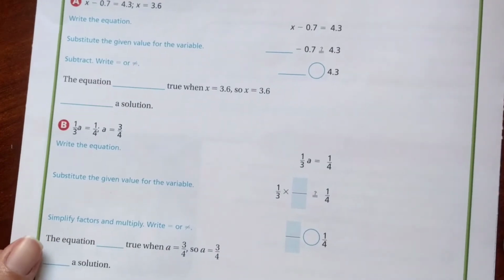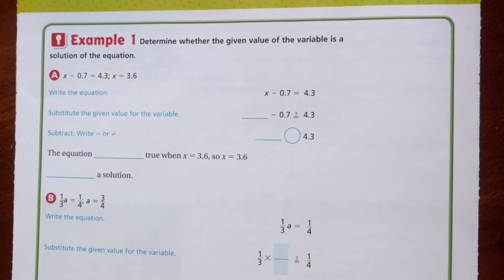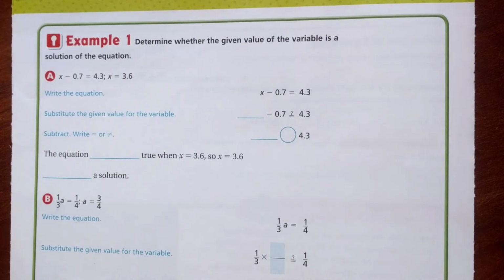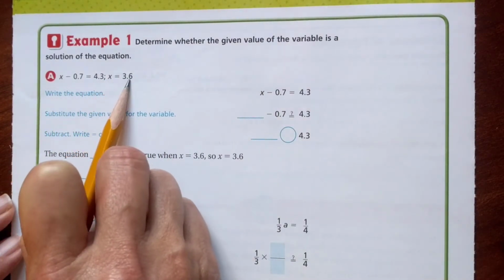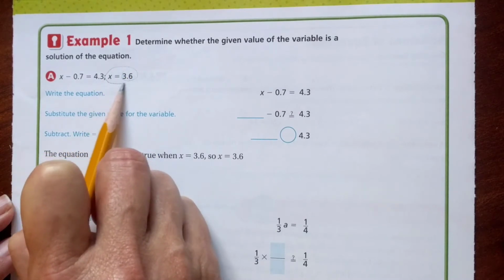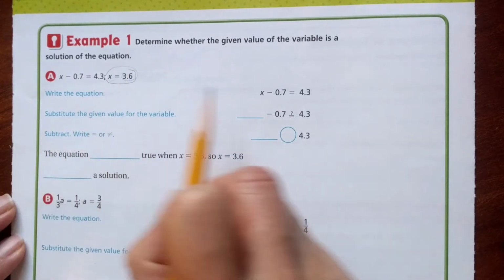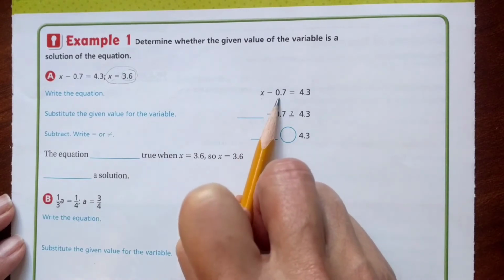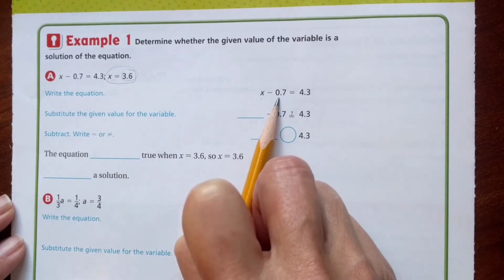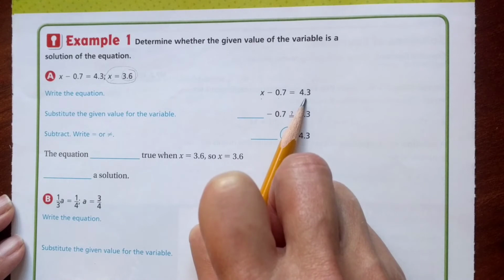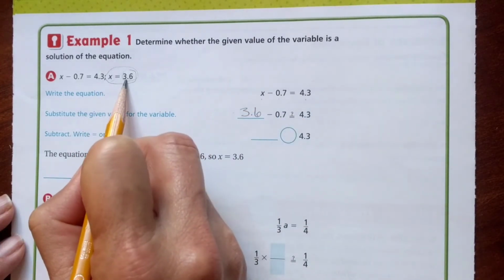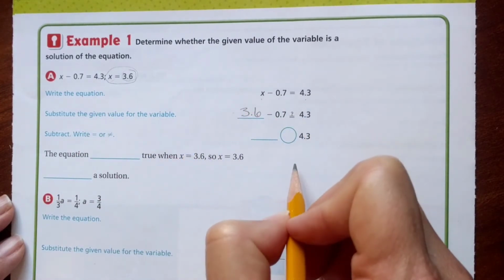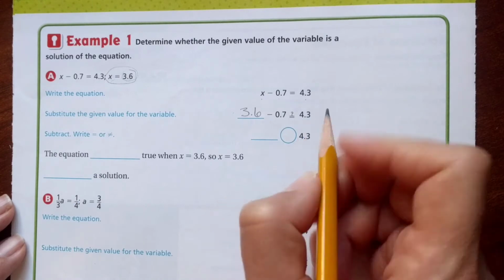Okay, let's keep going with this. Determine whether the given value of the variable is a solution of the equation. So they gave us x equals 3.6 to substitute in for x. So right here we have x minus 7/10 equals 4 3/10. We're going to substitute in 3 6/10 to see if that equals 4 3/10.